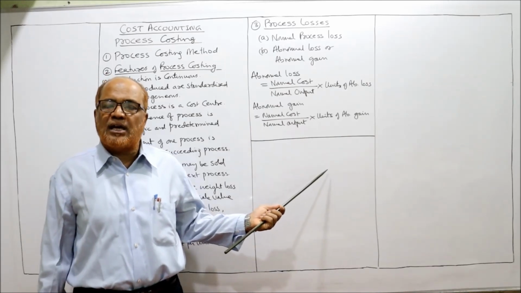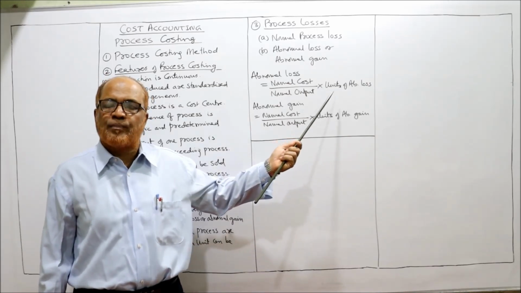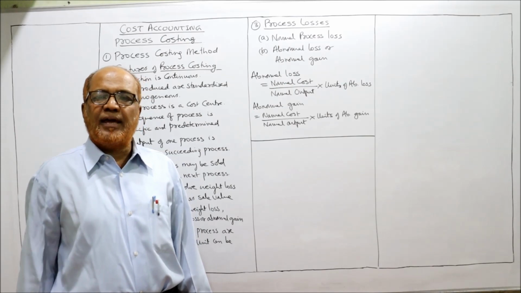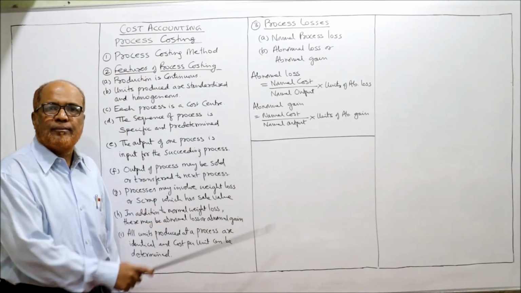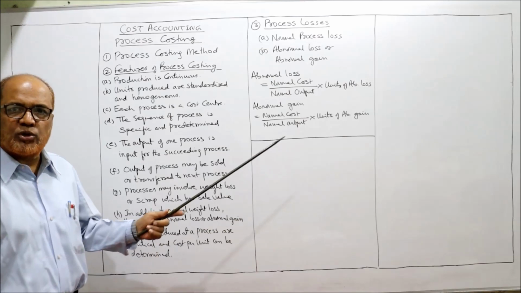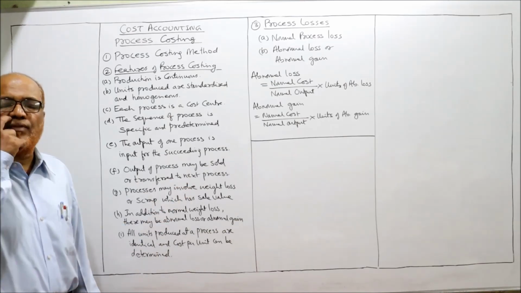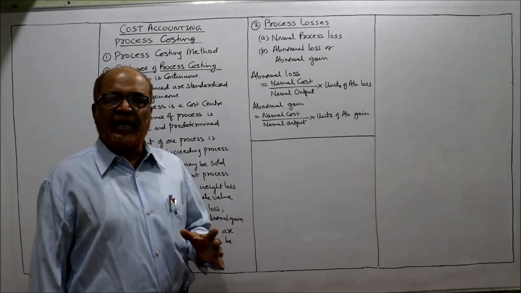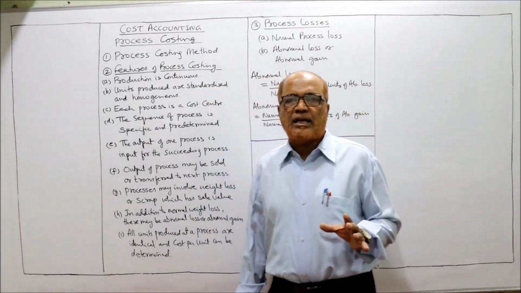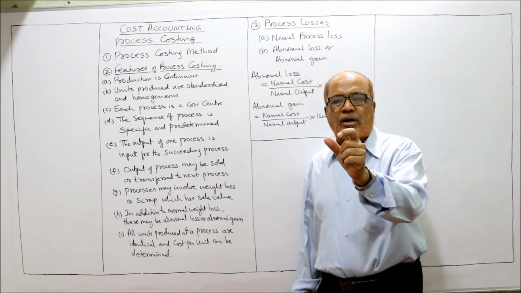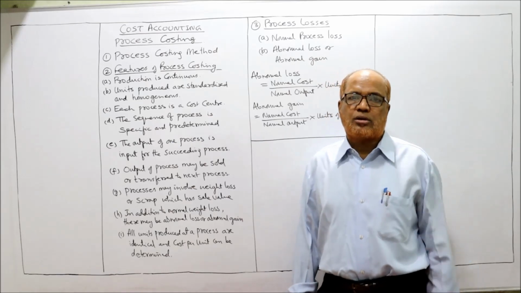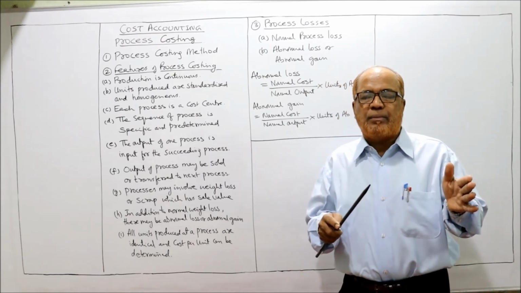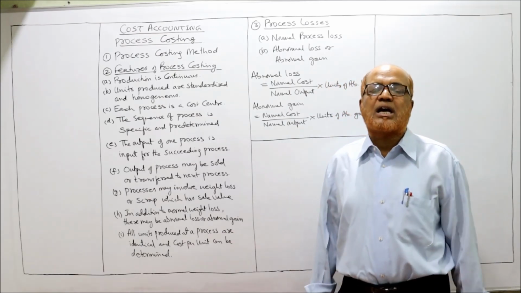The formula for abnormal gain is exactly the same as abnormal loss. The value of abnormal gain is equal to normal cost by normal output into units of abnormal gain. This formula will give you the value of abnormal gain. So the journal entry for abnormal gain is process account debit to abnormal gain account. The process account should be debited, abnormal gain account should be credited.